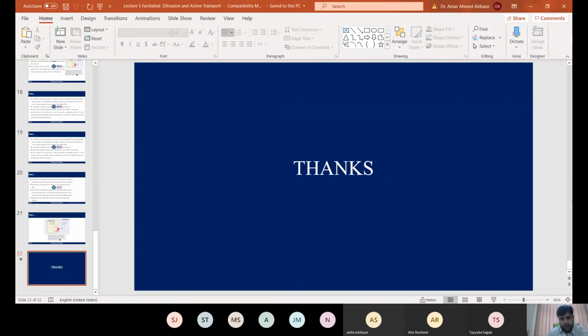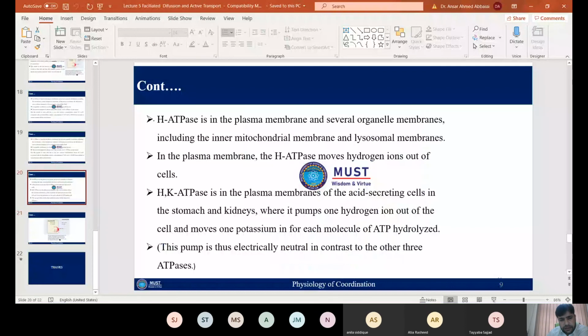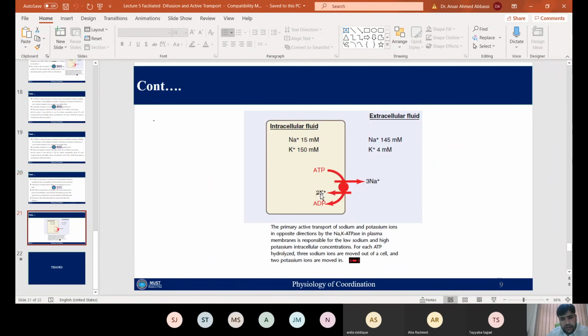Okay ji. Any question? Sir, last slide. This one? Okay. This one or this one? Yes, sir. This one, hydrogen ATPase pump? Yes, sir. It's the next.